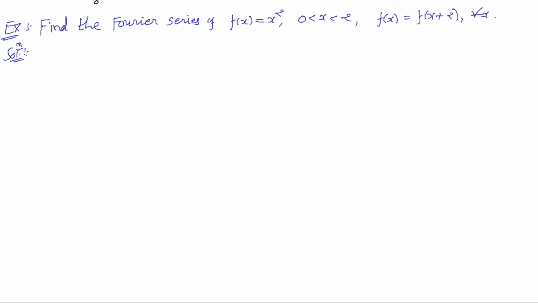See, 0 less than x less than 2 pi, that example we have already discussed. Right, here in place of 2 pi we have given 2L. So this is a 2L periodic function. F of x equal to x square, 0 less than x less than 2. Let us compare this with 0 less than x less than 2L. Therefore, we have 2 is equal to 2L. Therefore, the value of L is equal to 1. Right?